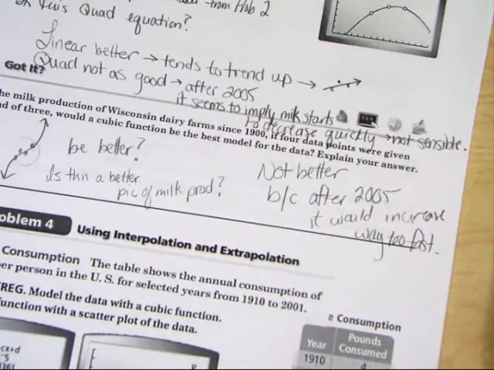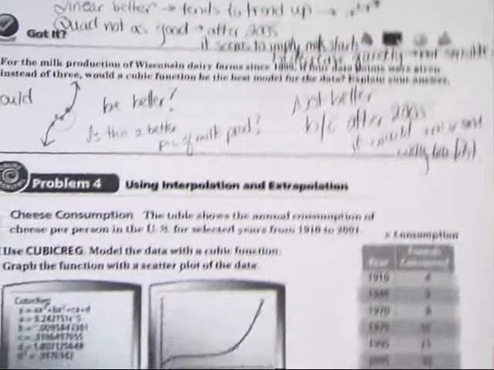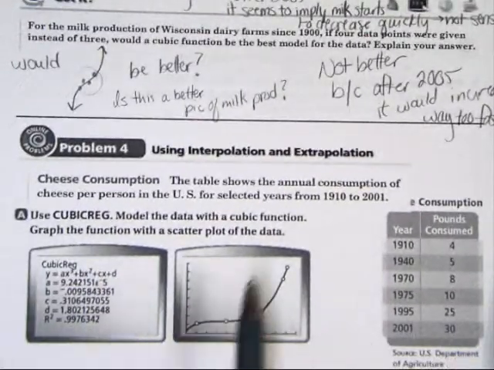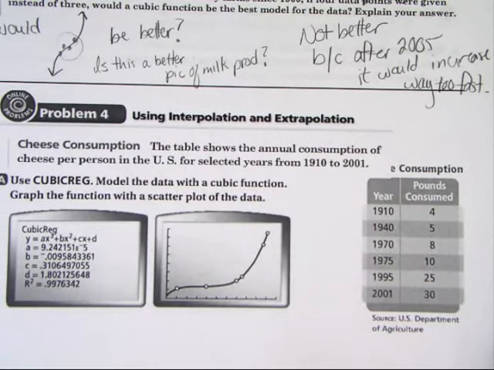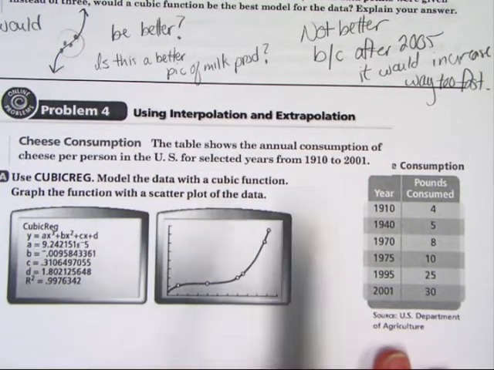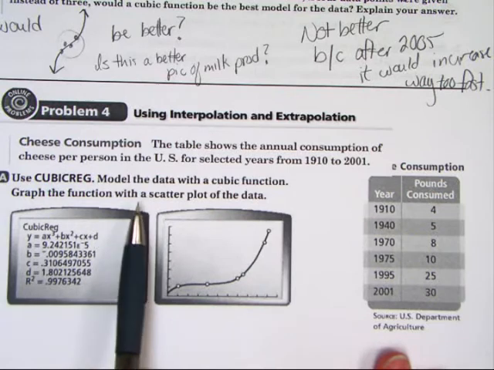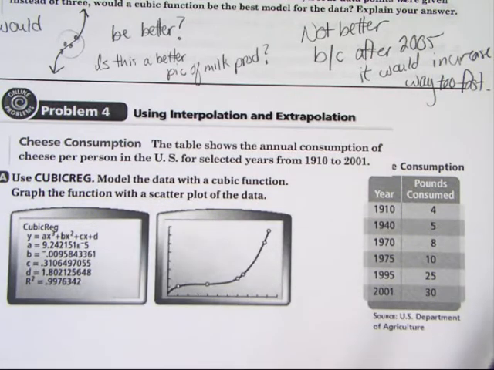Okay, let's move on to problem 4. Cheese consumption. This table shows the annual consumption of cheese per person in the United States for the selected years of 1990 to 2001. Use the cubic regression to model the data with the cubic function. Graph the function with the scatter plot of the data.